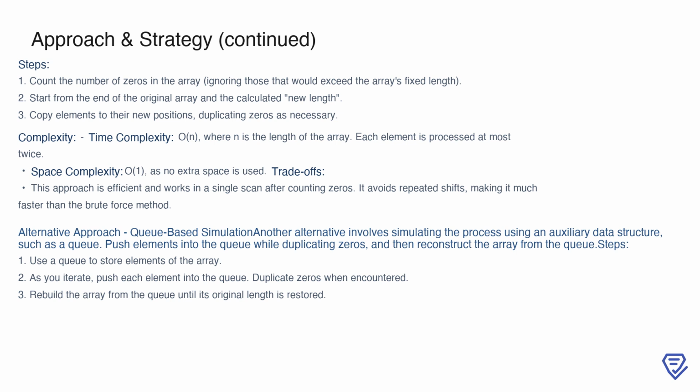Once we know how many zeros to duplicate, we can calculate the effective new length of the array, accounting for these duplicates. In the second pass, we work backward from the end of the array and copy elements to their new positions. When we encounter a zero during this backward traversal, we duplicate it by writing two zeros at the appropriate positions.